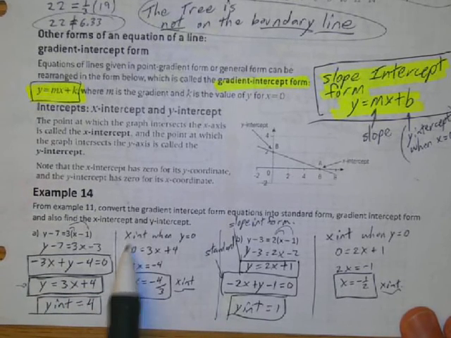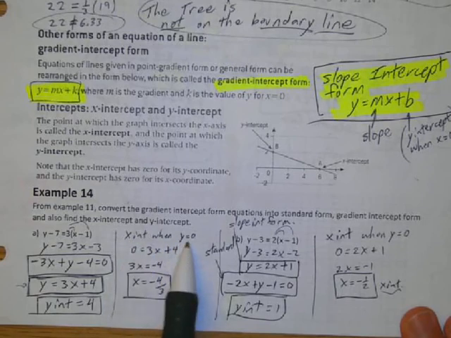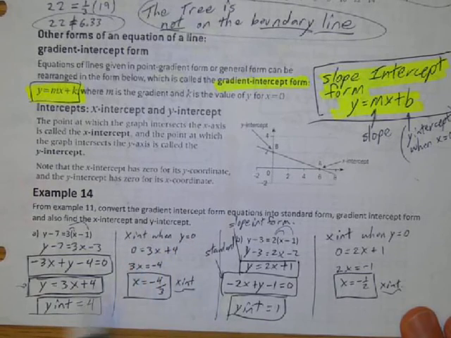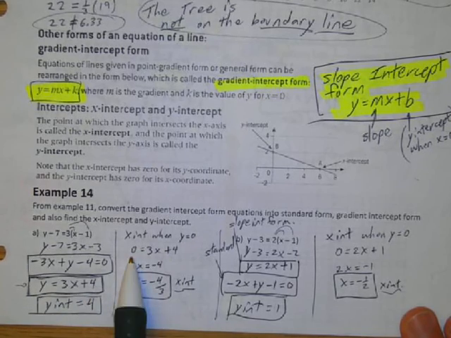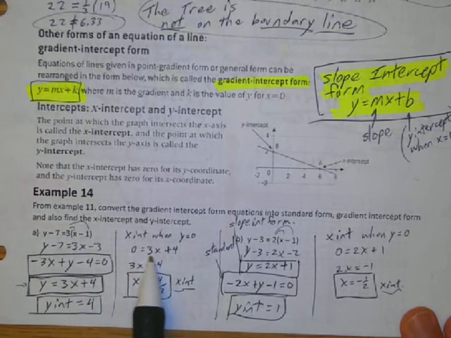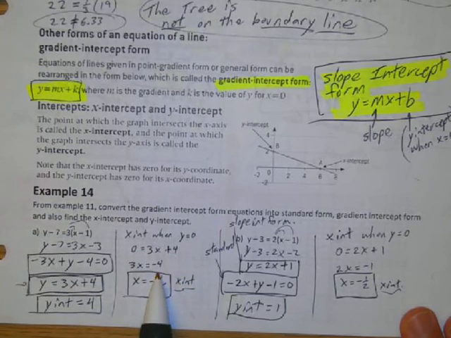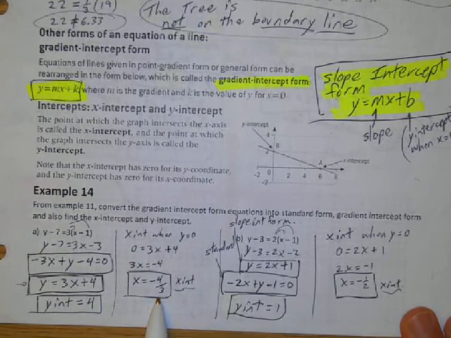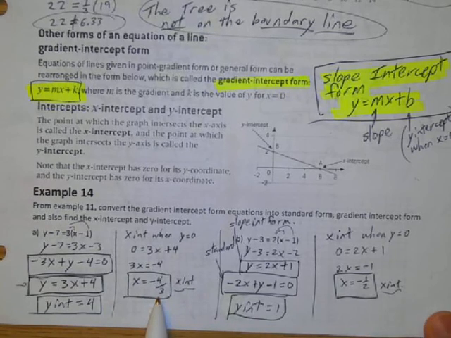Now to find the x-intercept, we have to make y equal to 0. So let's just take one of these equations. If I make y equal to 0, then I have 0 equals 3x plus 4, and we subtract 4 on both sides, divide by 3, and my x-intercept is negative 4/3.